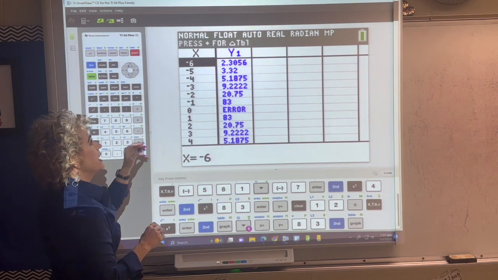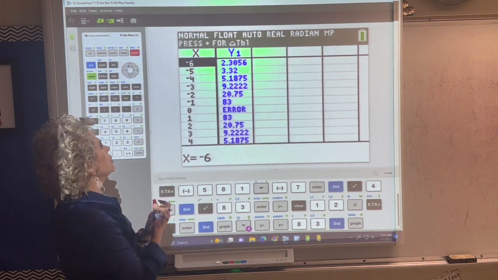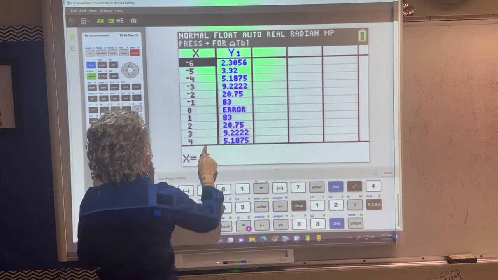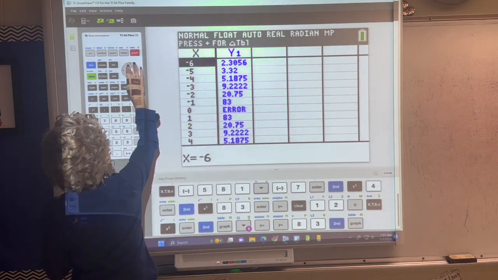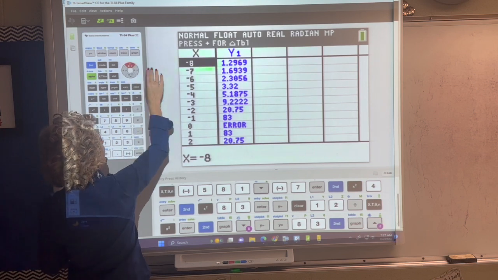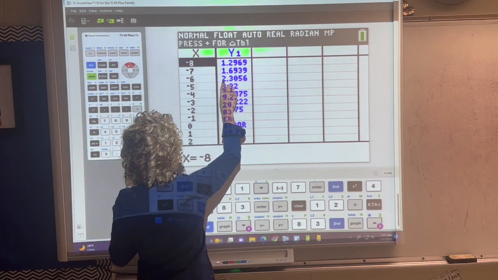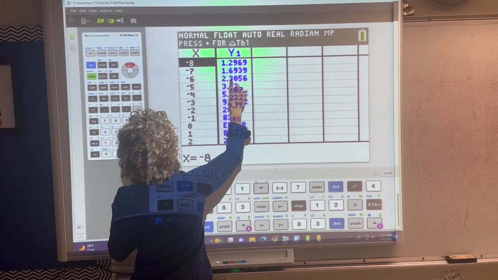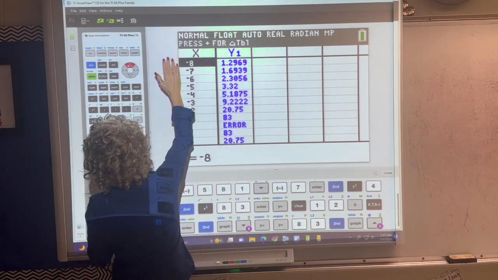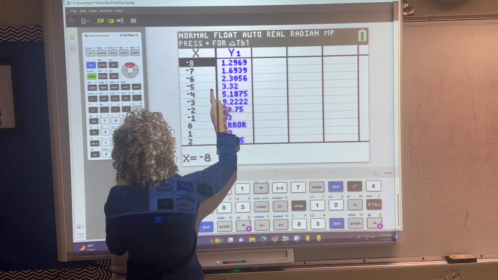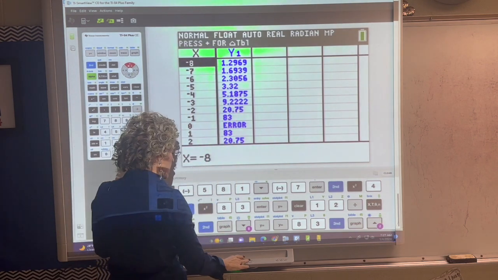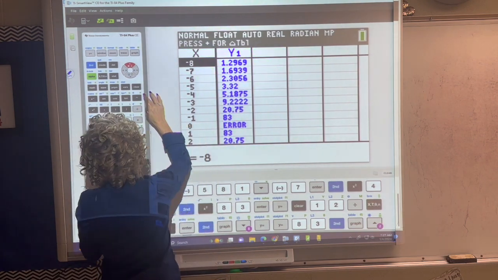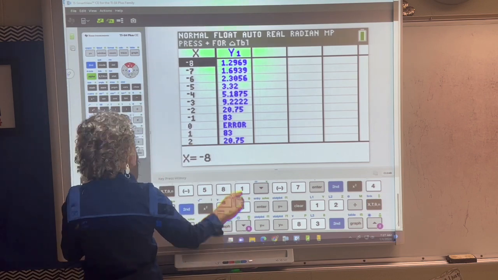There we go. And now I've got different values. Again, I'm looking for integers. Now, if I go that way, I go from 2.3 to 1.6, and I'm just getting smaller. And that's not going to work. So I don't have any integers there. So I come down here. I got an integer right there. I got a negative 1.